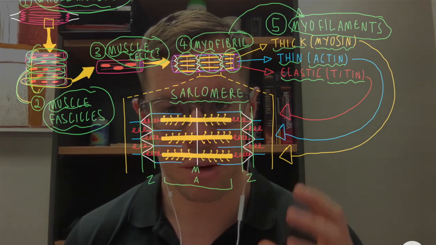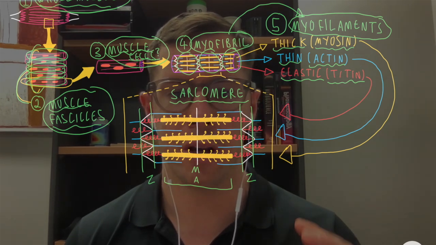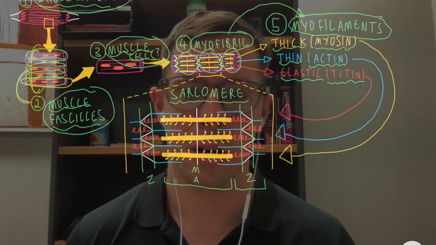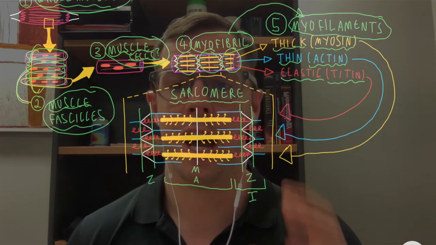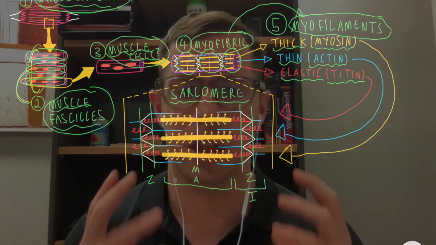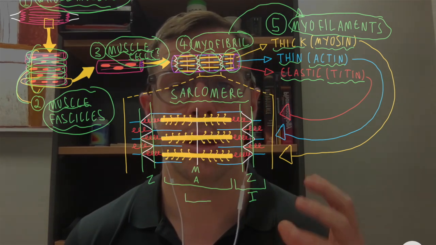The I band is the region of the sarcomere where there is no thick filament, only thin filament. And lastly, the H zone is the part of the sarcomere where there is only thick filament, but no thin filament.